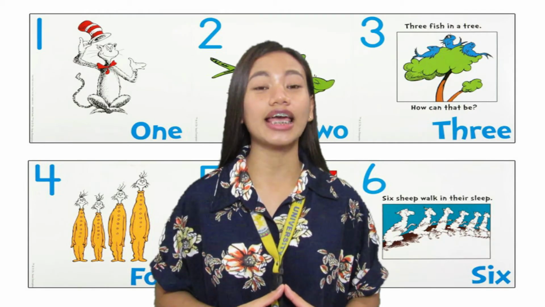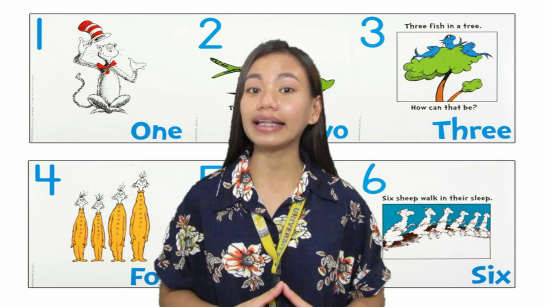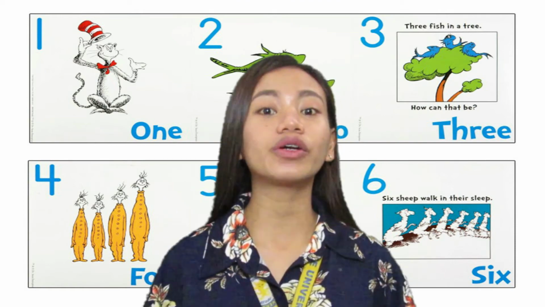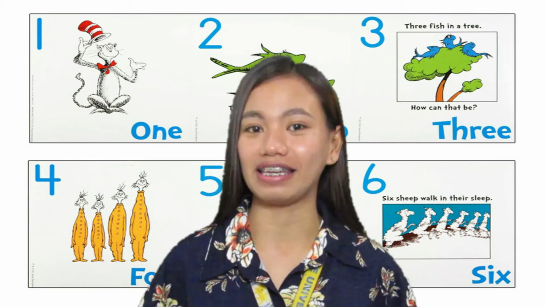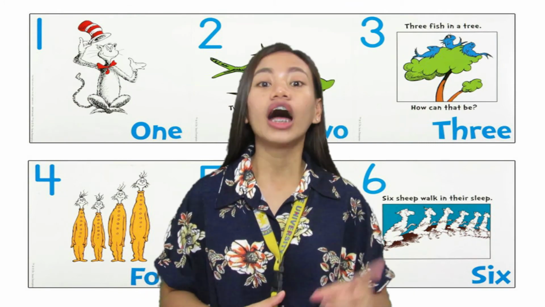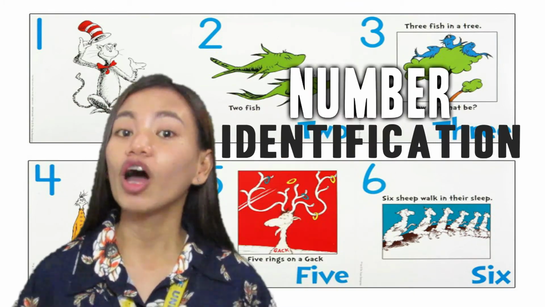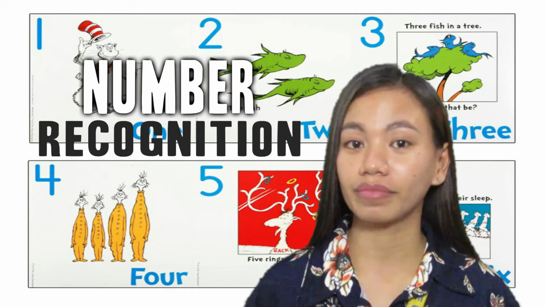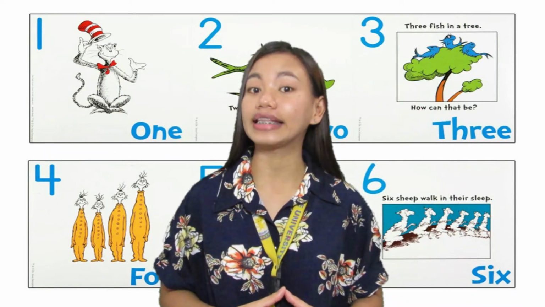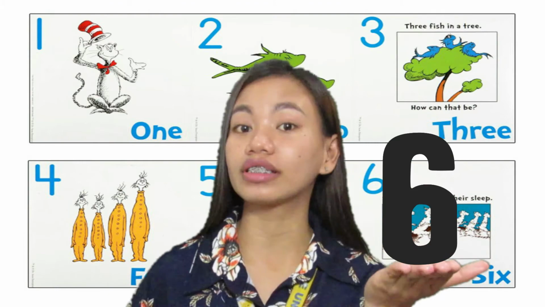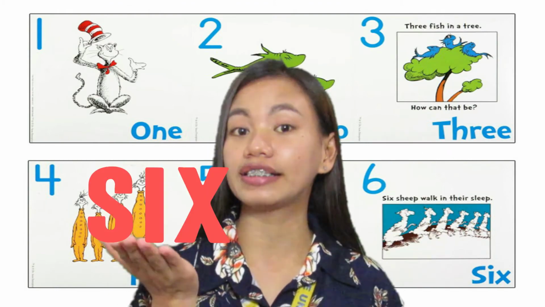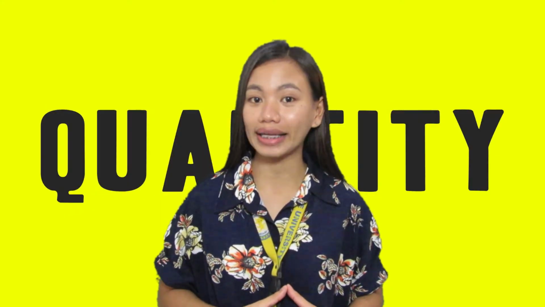Number representation is the ability to identify the number that corresponds with a quantity. This is also called number identification or number recognition. It is the ability to identify that the symbol 6 refers to the word 6 and the same quantity.